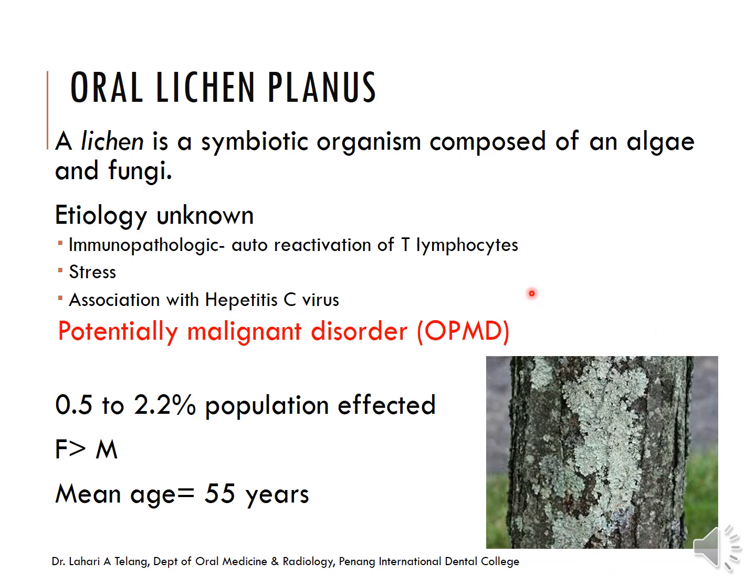The etiology of oral lichen planus is largely still unknown. It is believed to be an immune pathologic lesion with auto-reactivation of T lymphocytes. Stress plays a very important component and it is also associated with hepatitis C virus. The most important thing about oral lichen planus is the fact that it's a potentially malignant disorder, and hence it needs to be dealt with carefully, and the patient needs to be on follow-up for a long duration.